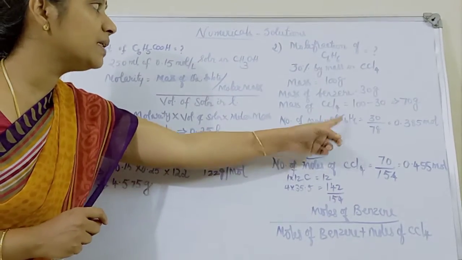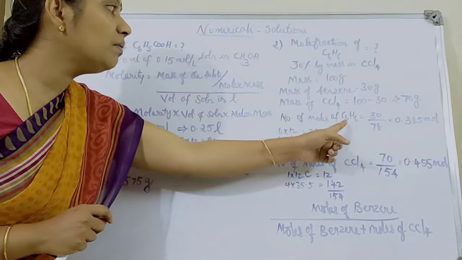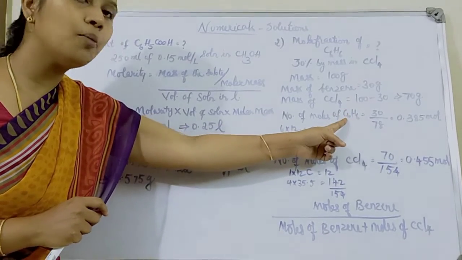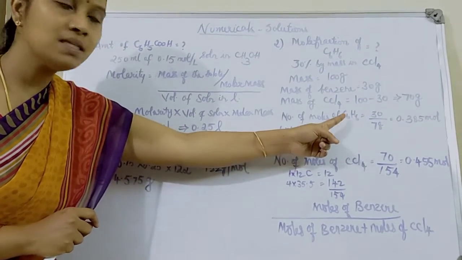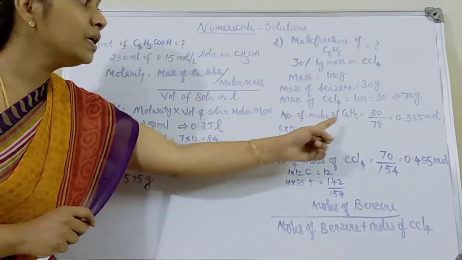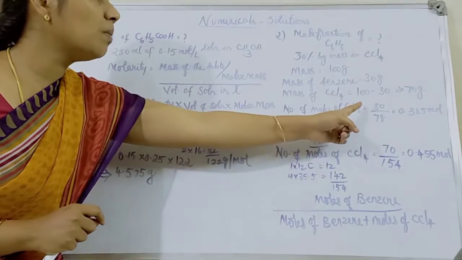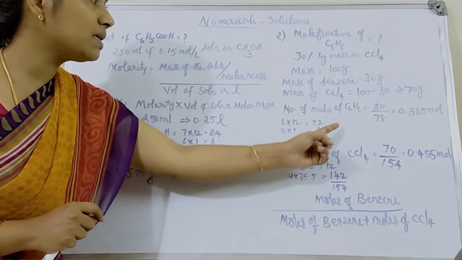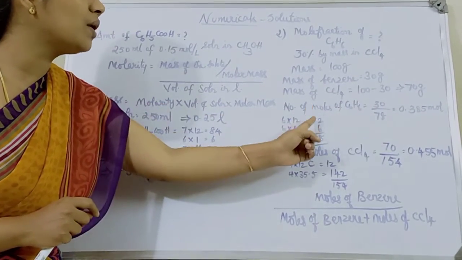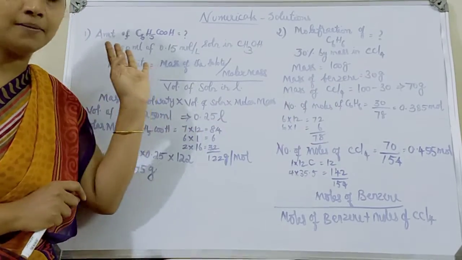What is the mass of benzene? It is 30 grams. Divided by what is the molar mass of benzene? How many carbon atoms are present in benzene? 6 carbon atoms. So 6 into 12. How many hydrogen atoms are present? 6. So 6 into 1, 6. So mass is 30 grams divided by molar mass 78. I have calculated the number of moles of benzene, done.